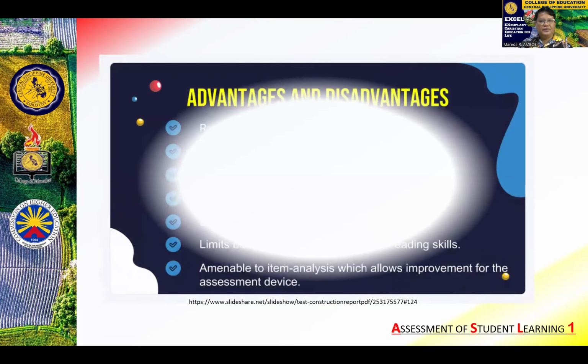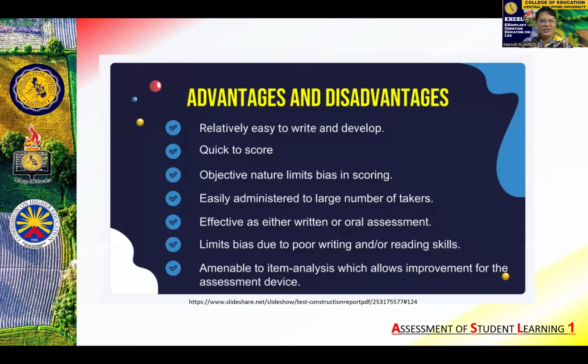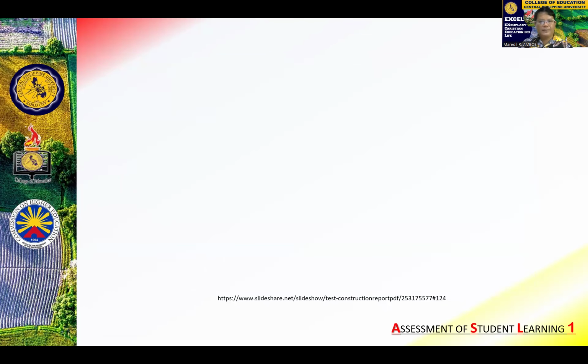And for the advantages and disadvantages of these, the first is it's relatively easy to write and develop. It's also quick to score, and its objective nature limits bias in scoring. It's easily administered to a large number of takers. Then it's effective as either a written or oral assessment, and it limits bias due to poor writing and reading skills. And lastly, it's amenable to item analysis, which allows improvement of the assessment device.